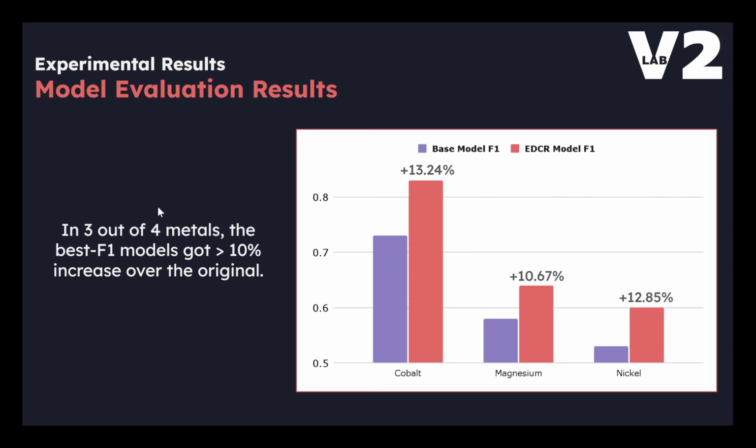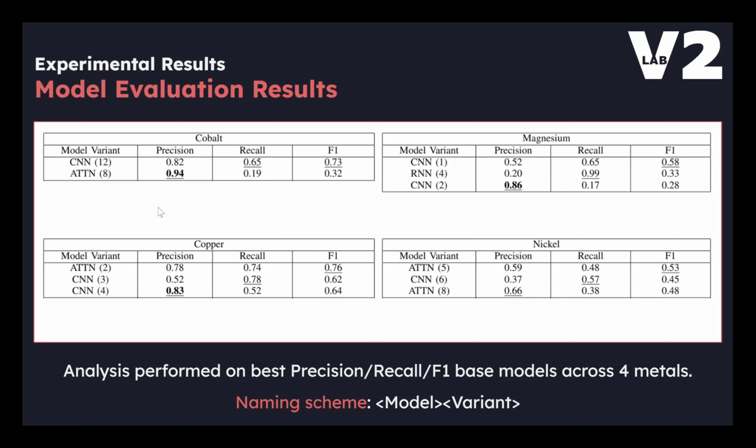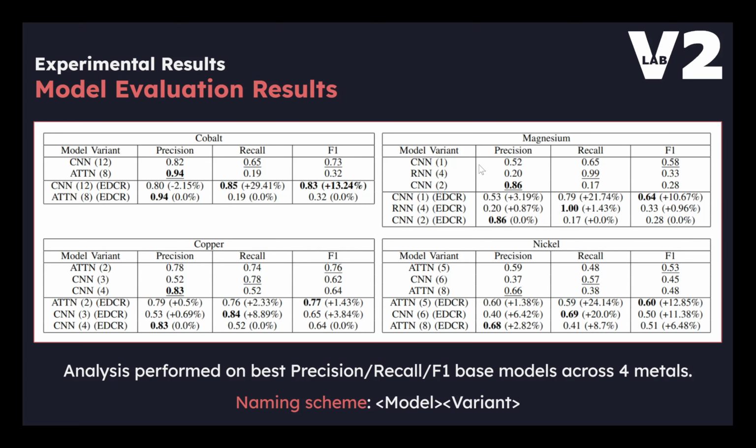And as for a more detailed spread of data, we decided to do an analysis across the four metals, where we look at the best performing base models in terms of precision, recall, and F1. And we were interested to see how EDCR would apply to these base models. And so these are the base models, and how the naming scheme works here is that CNN1 would just have a different hyperparameter compared to CNN2. But yeah, these are the base model results, and after applying EDCR, we got the new set of results.